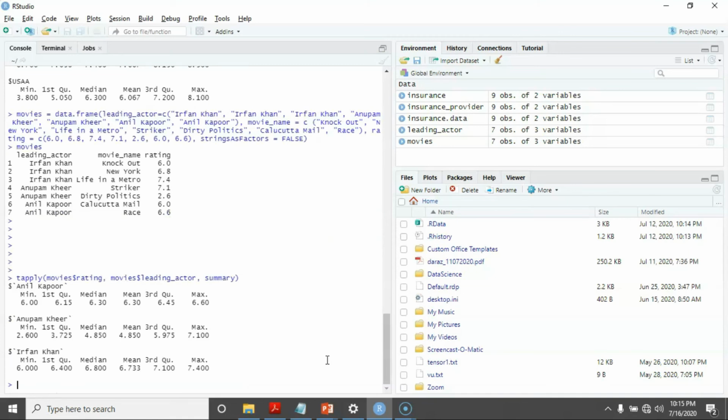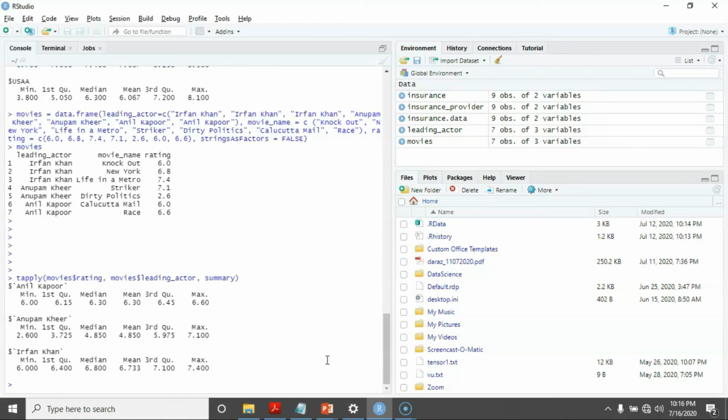Everything is the same because we are using the same function for the third time. But remember, we are trying to experience or reiterate on different problems. Here you can see Anil Kapoor has a minimum of 6.0, maximum 6.60, and average or mean 6.30. So very consistent, by the way. Anil Kapoor is very consistent, which is good, meaning there's not much deviation.